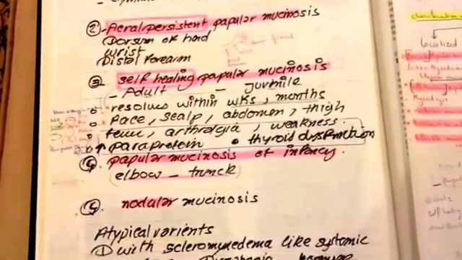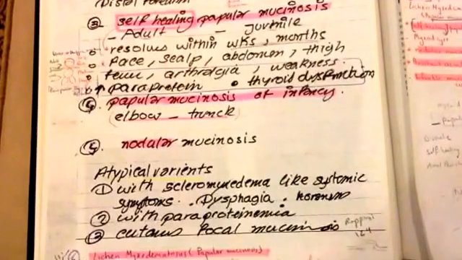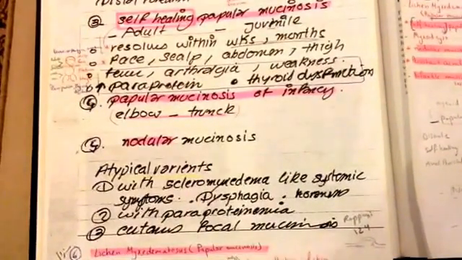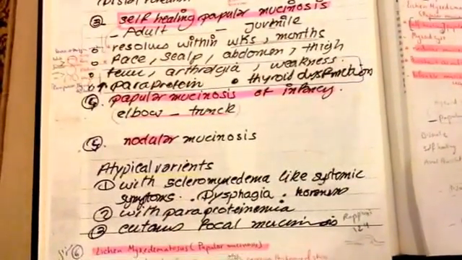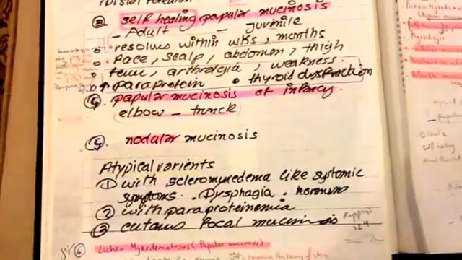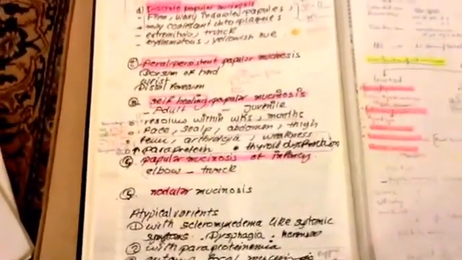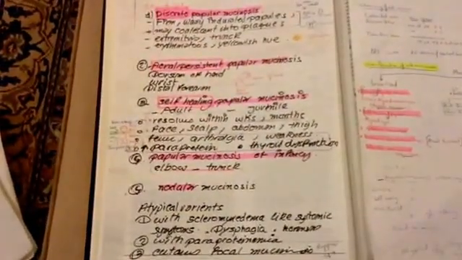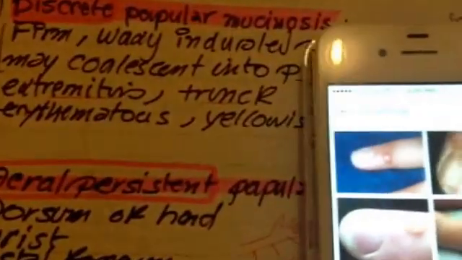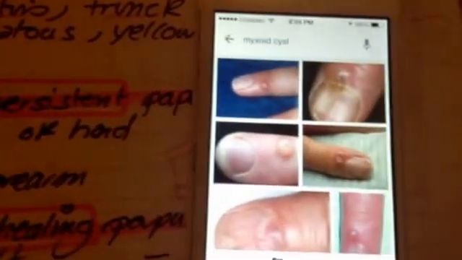The nodular mucinosis, the atypical variants with scleromyxedema-like systemic symptoms, dysphagia and hoarseness, with paraproteinemia, and cutaneous focal mucinosis. So this is the last one, the localized mucinosis. Here there are interesting pictures also from Google. We can see pictures of myxoid cyst.